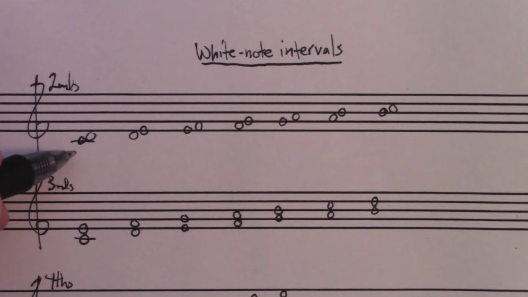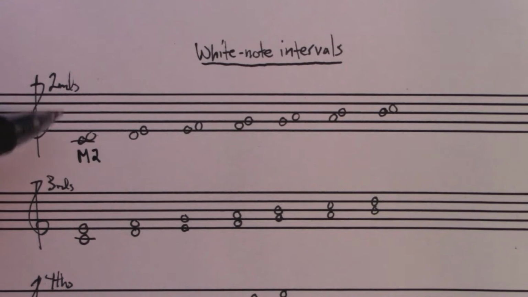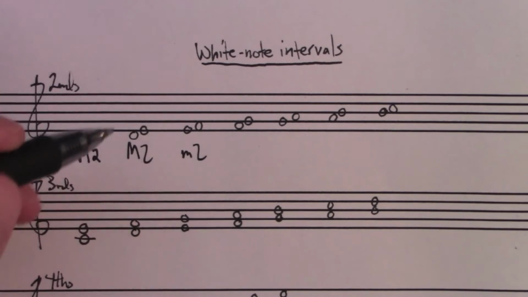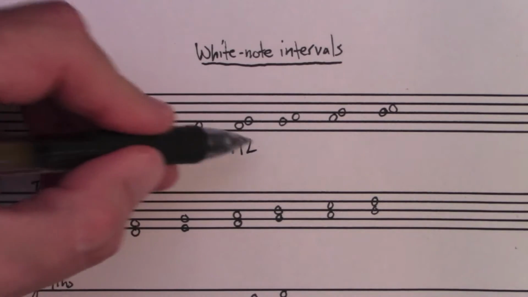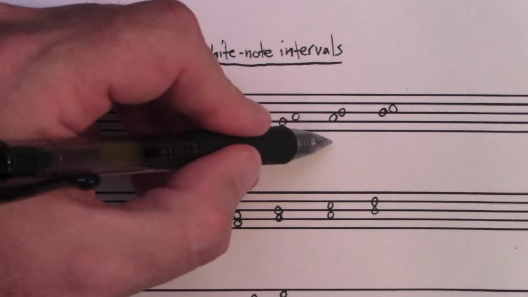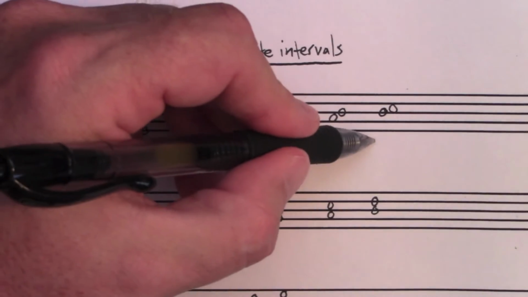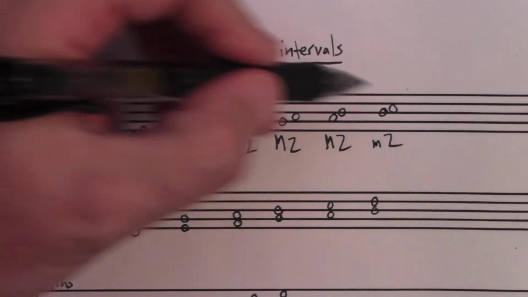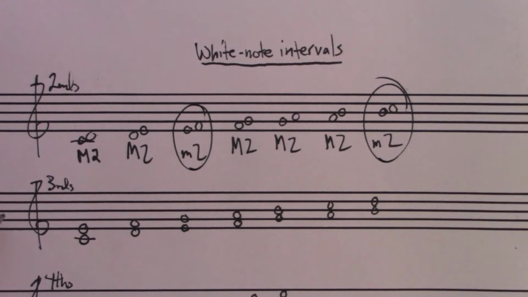You can figure this all out on your own, but that's a major second. That's a major second. That's a minor second. That's a major second. That's a major second. That's a major second. And that's a minor second. Now, what do you notice? Do you notice that most of them are major seconds? Only these two are minor seconds.